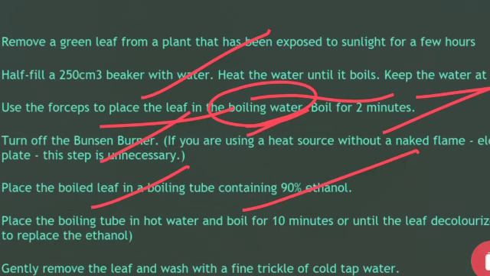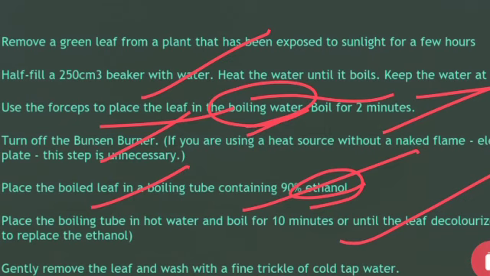Okay, now when we are placing it in the alcohol, ethanol, or we can call it methylated spirit, it removes chlorophyll from the leaf structure and makes it hard and brittle. After that, we place the boiling tube in hot water and boil it for 10 minutes until the leaf decolorizes.